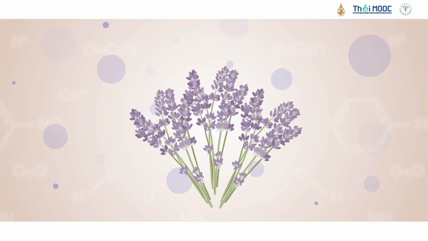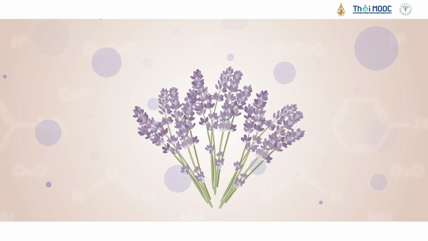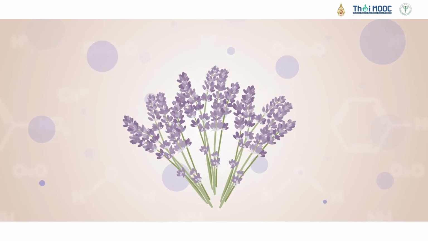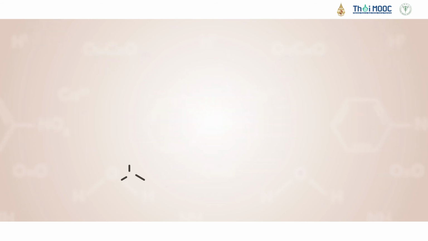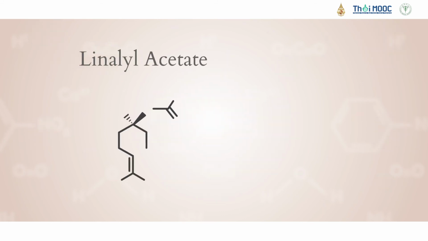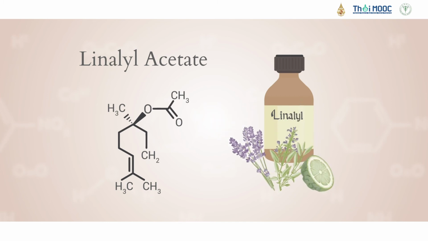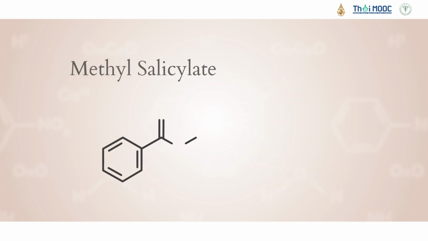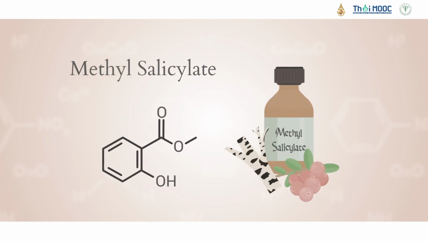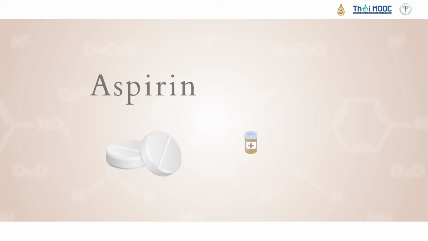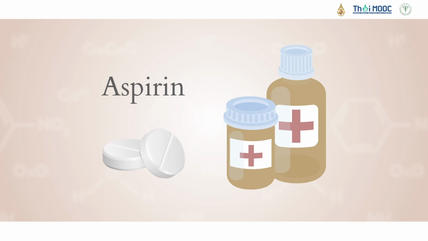Esters are highly volatile and are produced the most when a flower blooms. For example, linalyl acetate is the ester found in lavender, clary sage, and bergamot. Methyl salicylate is also found in birchwood and wintergreen. And this is the compound that was used to develop into aspirin.